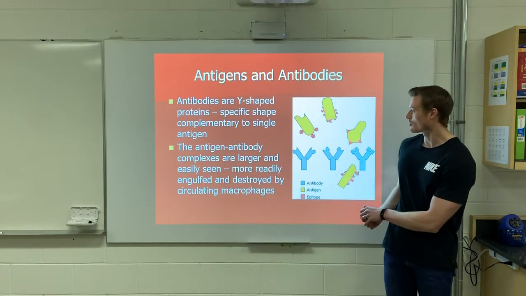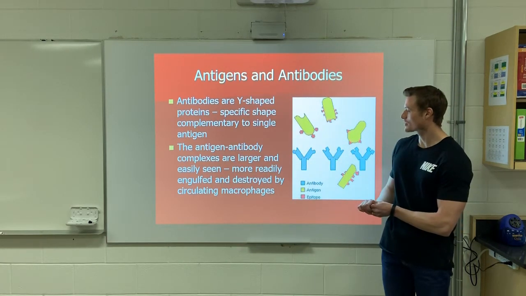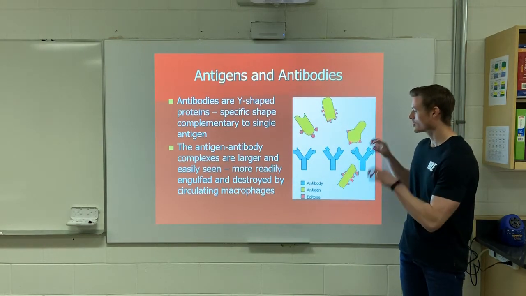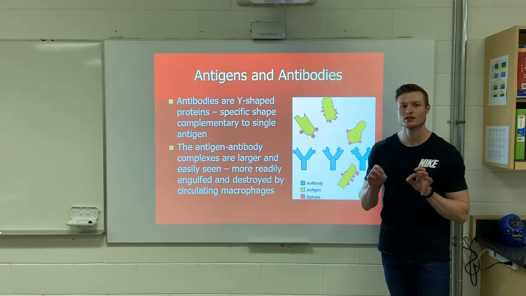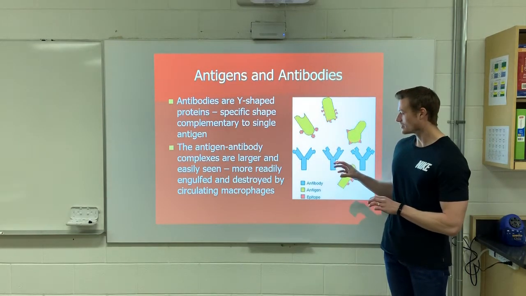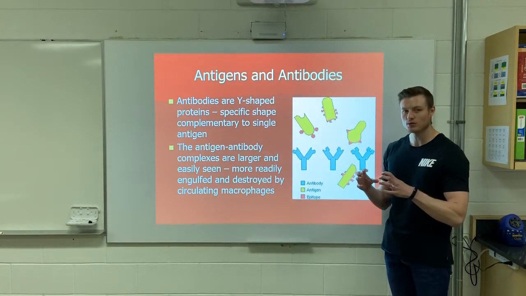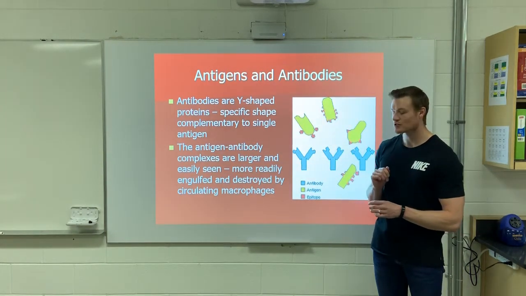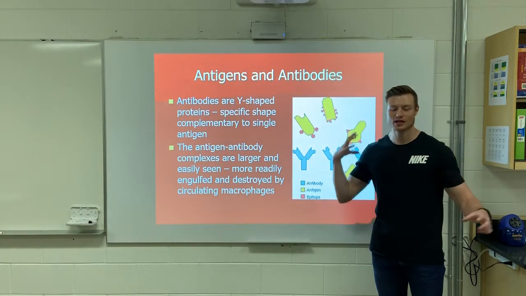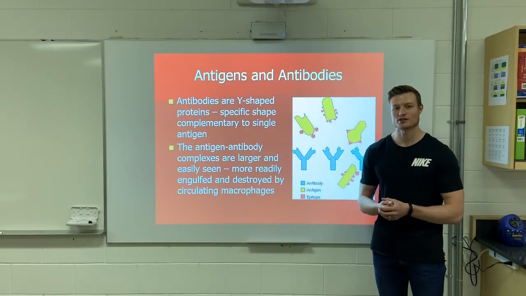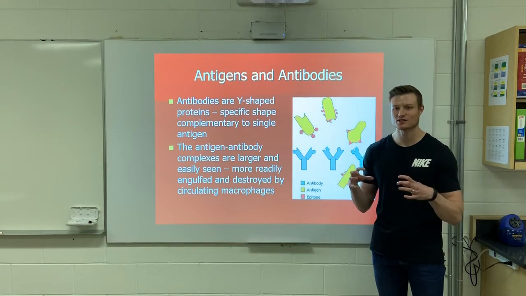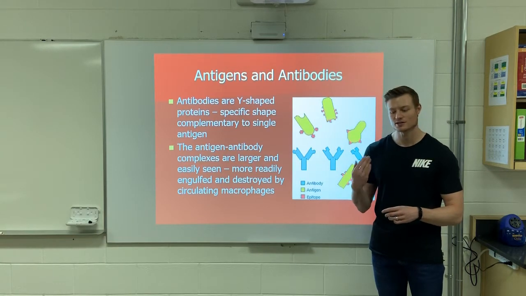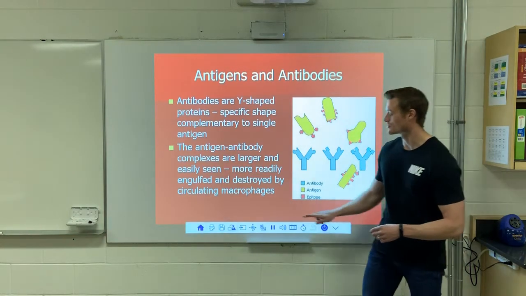So the antigen-antibody complex, what happens is essentially these antibodies, these Y-shaped things, will attach to the antigens. And then they help immobilize that virus or that pathogen, and then make it easier for the macrophages to come along and suck it up and destroy it. So the antibodies kind of just stick to the outer walls, immobilize it, prevent it from infecting other cells, and then allowing the macrophages to destroy it.